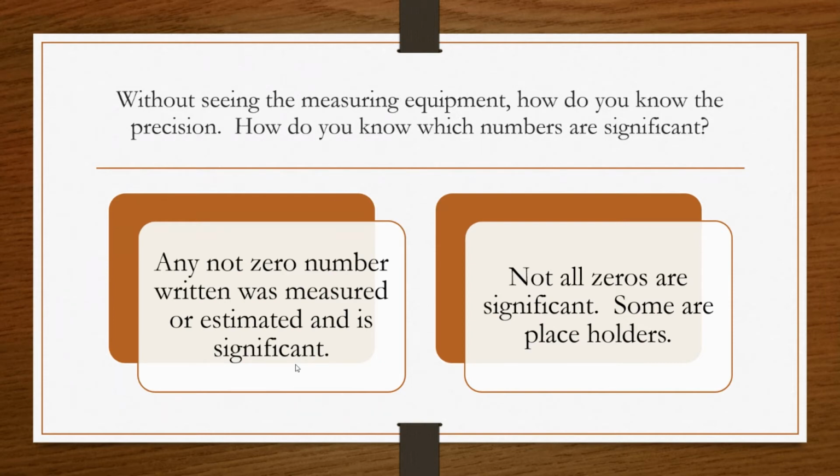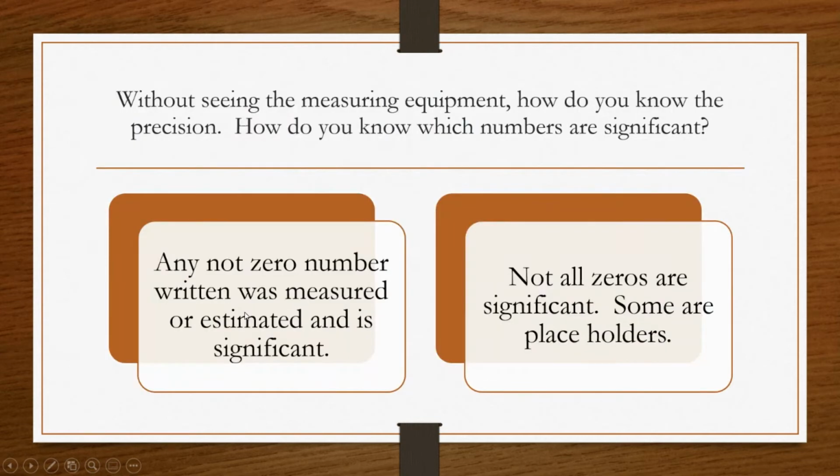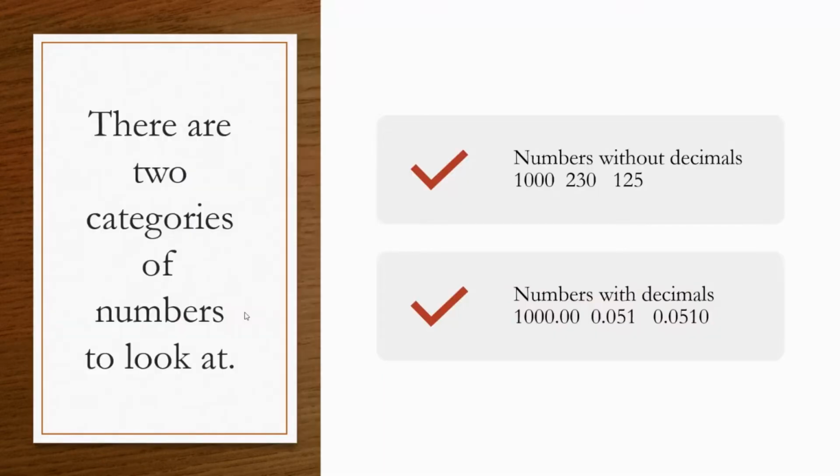So when we did our rulers, you could see that we wrote down all our numbers plus our best guess. So if it is a non-zero number, it is definitely significant. But not all zeros are significant. Some are just placeholders, and that's what we're going to learn about right now. Okay, there's two categories of numbers to look at. There's numbers without decimals, 1,000, 230, 125. Notice there are zeros at the end here. But let's look at this 1,000 and let's look at this 1,000.